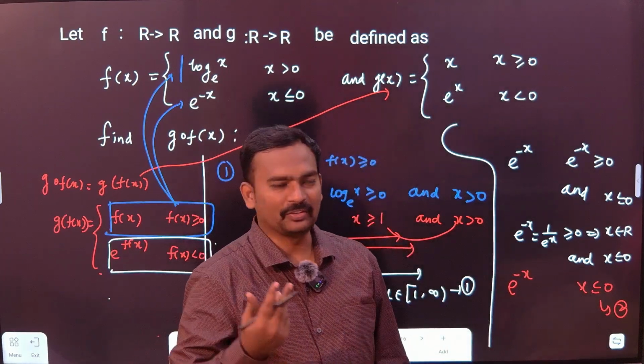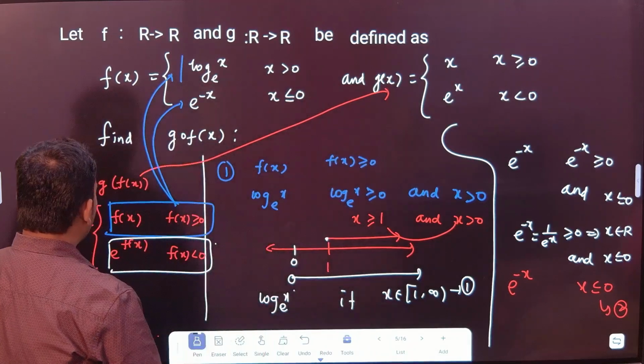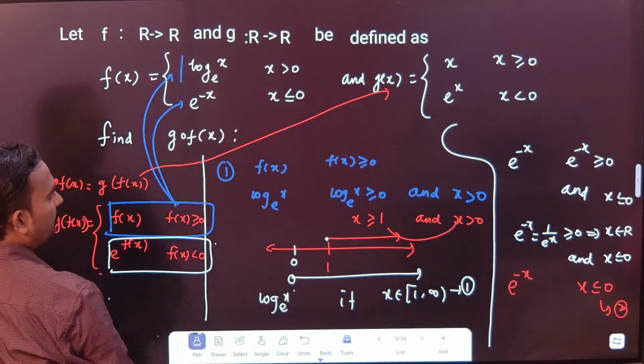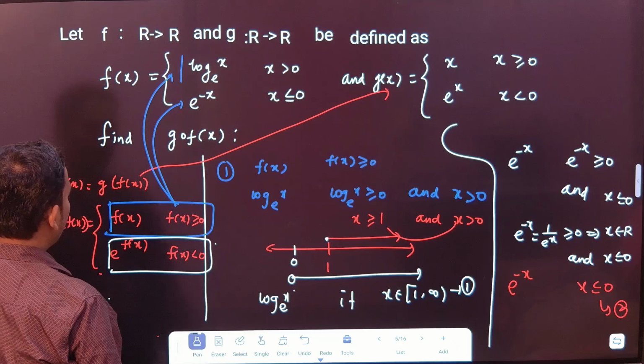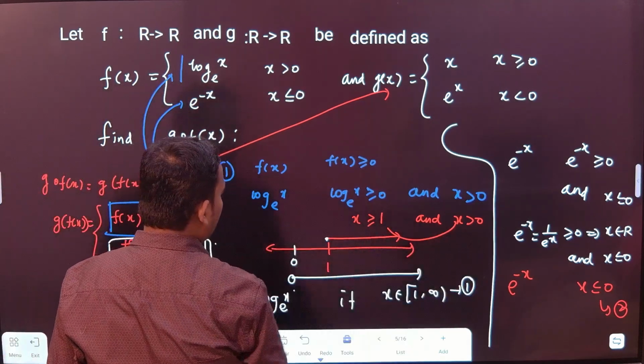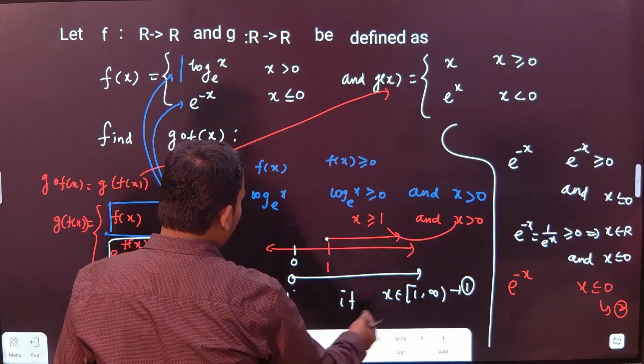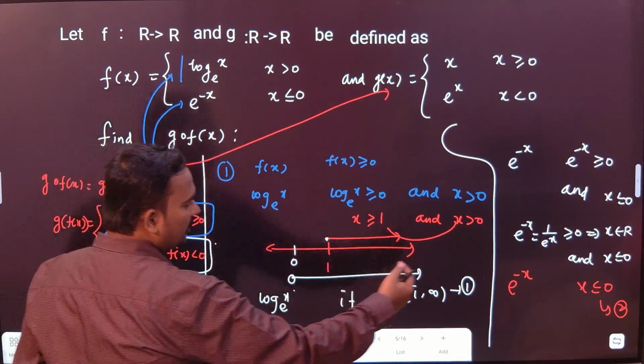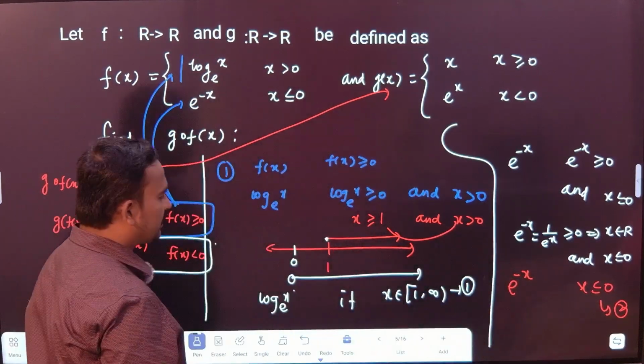Hello everyone, we'll continue this question. You can see we need to apply the second function, the first function you can apply. So we got two things: one is log x base e when x is greater than or equal to 1, and e power minus x when x is less than or equal to 0.